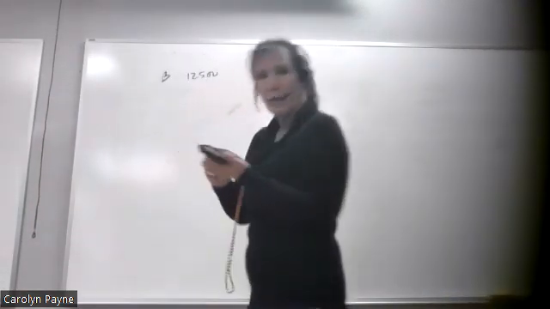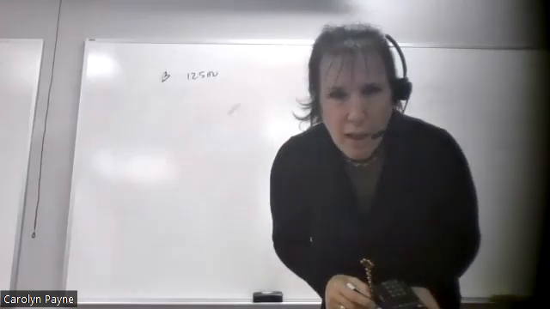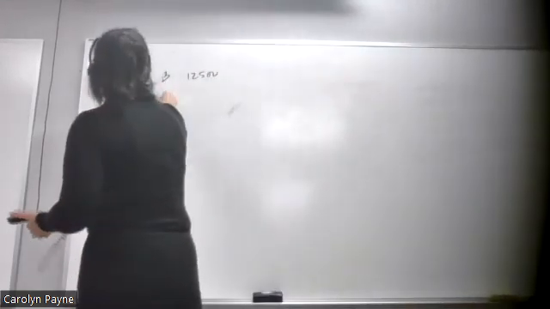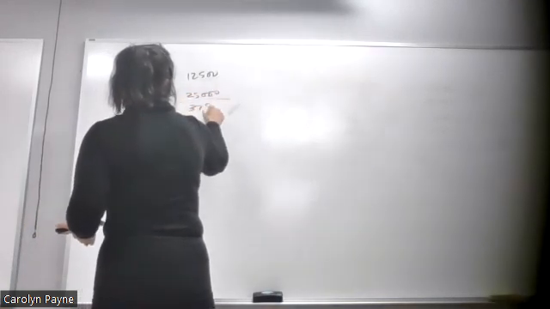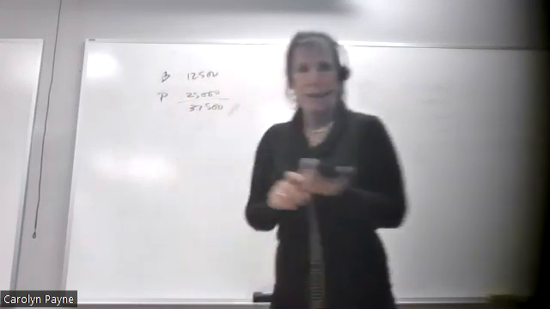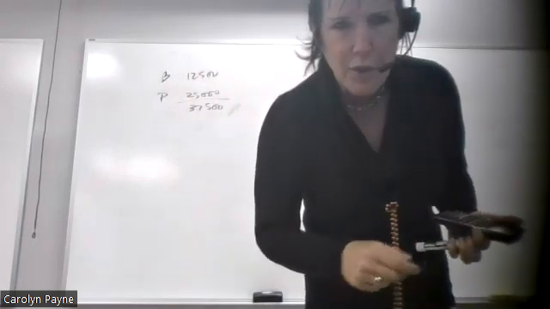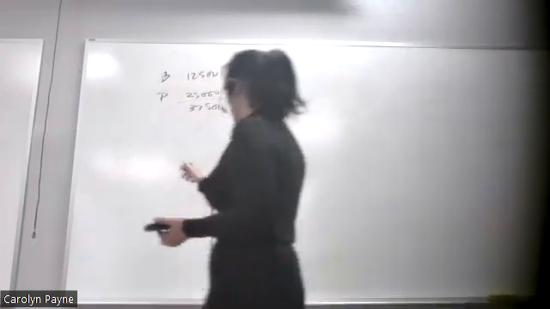It says following information. So the inventory balance at January 1 is $12,500. And then purchases are $25,000. So there's our goods available, $37,500. And it says sales during January are $24,000.